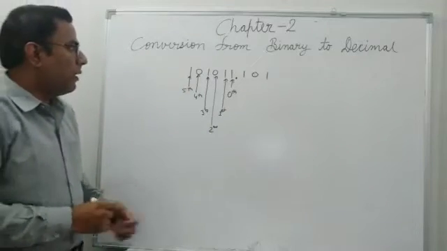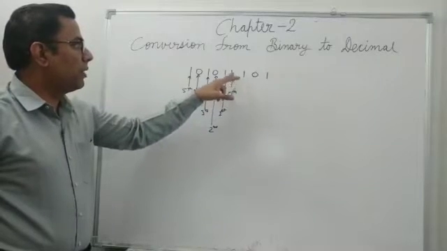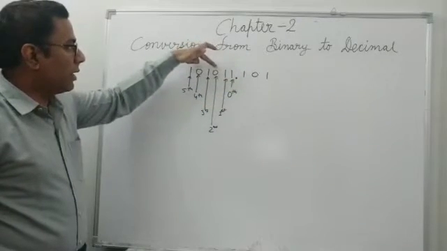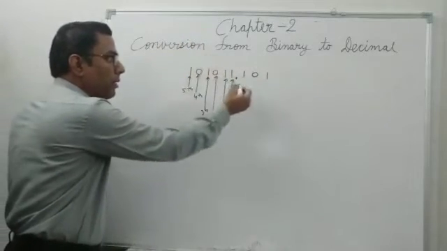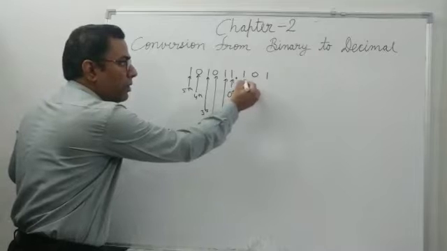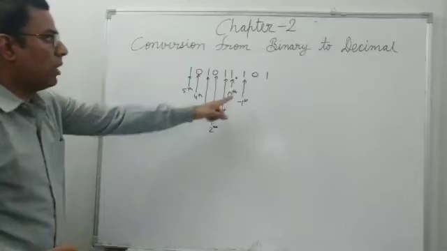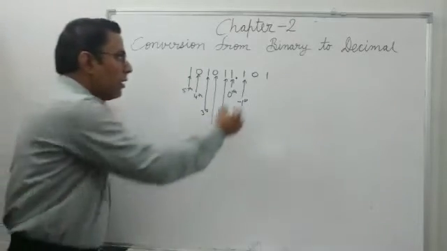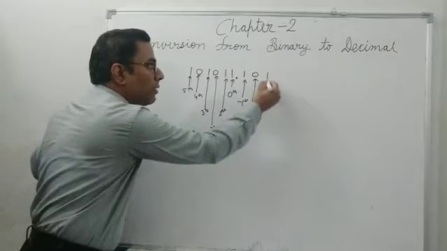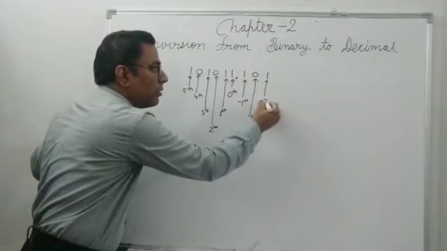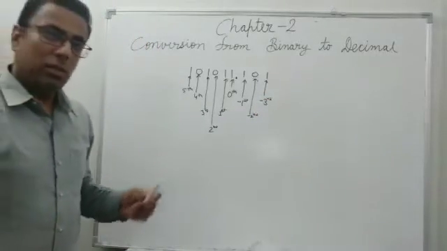So how to find the position of the digits? Before the decimal point it is the 0th position, first position, second, third, fourth, and fifth position. After the decimal point, the first digit is called the minus 1 position, the next is the minus 2 position, and the next is the minus 3 position.